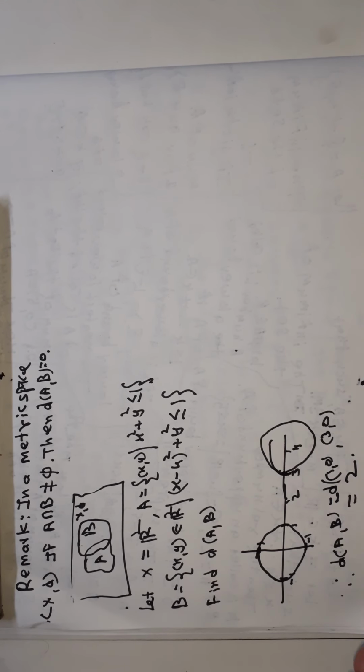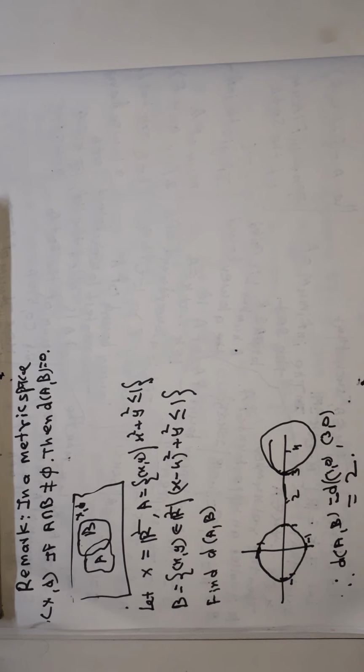Now here, the metric space is R2. A is the set of (x, y) such that x squared plus y squared is less than or equal to 1, and B is the set of (x, y) belonging to R2 such that (x minus 4) squared plus y squared is less than or equal to 1. Then find the distance between A and B.